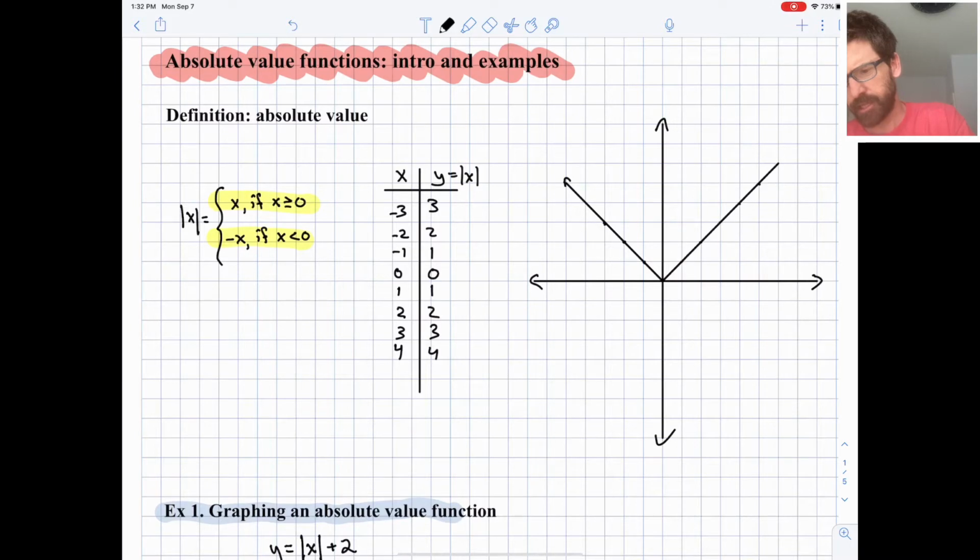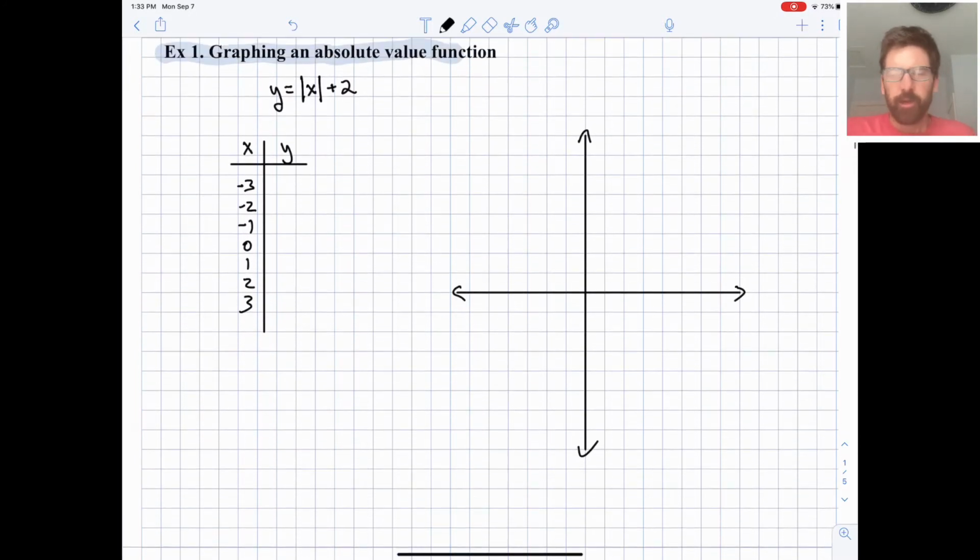So that's a classic example of the parent function, the parent absolute value function, y equals the absolute value of x. Unrestricted domain, but its range is y is greater than or equal to 0. We could graph some more complex versions as well.